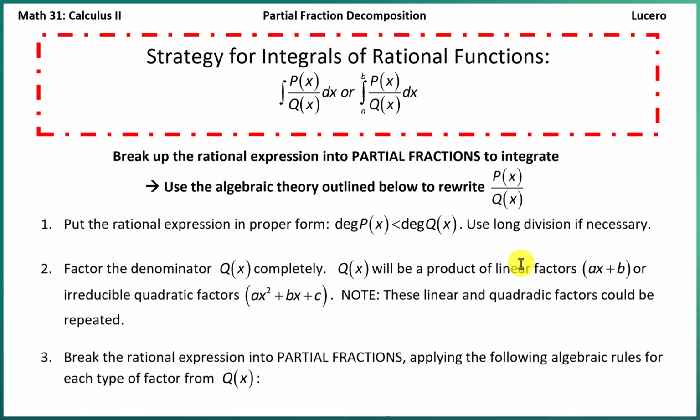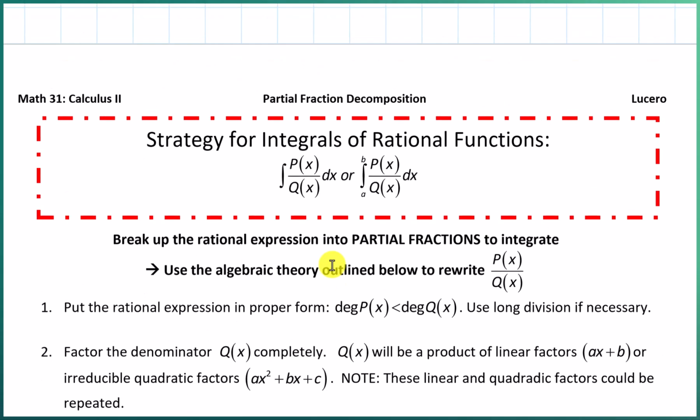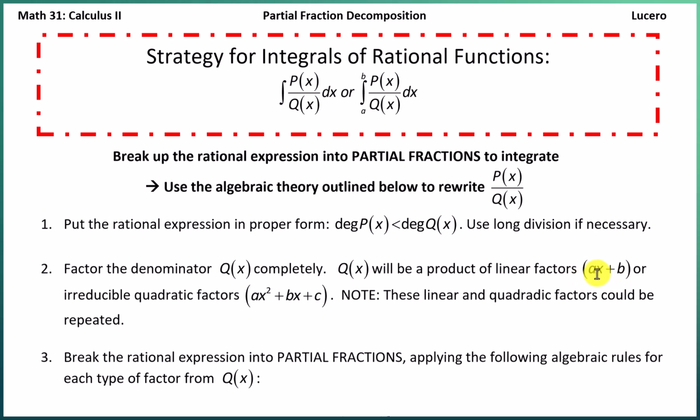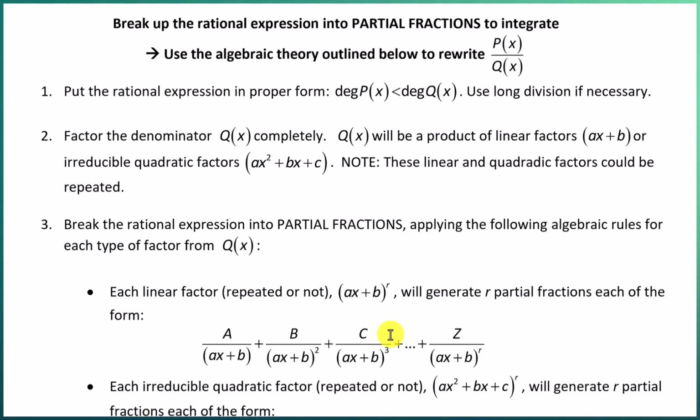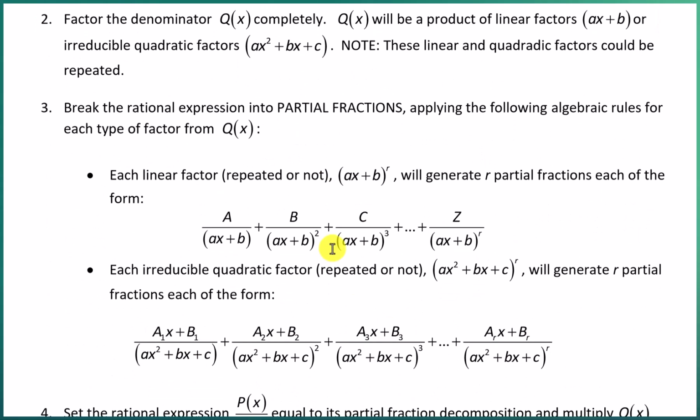Then the next thing we're going to do is factor the denominator completely. Now, based on, again, some algebraic theory, it will factor into a product of linear factors. Linear factors are of the form ax plus b, or what we call irreducible quadratic factors, ax squared plus bx plus c. So, quick little note, these linear and quadratic factors could be repeated, meaning we could have more than one of the same linear factor. Let's just suppose we're talking about a linear factor, x plus 2. It could be repeated. When we do the factoring, we could have x plus 2 to the third power. That would be repeated 3 times. Okay? So we will see some repeated factors.